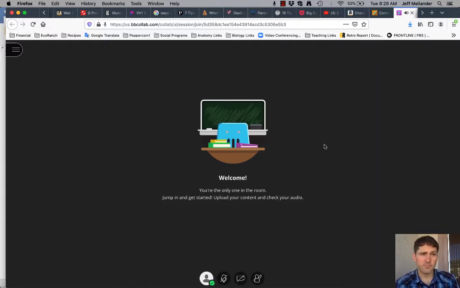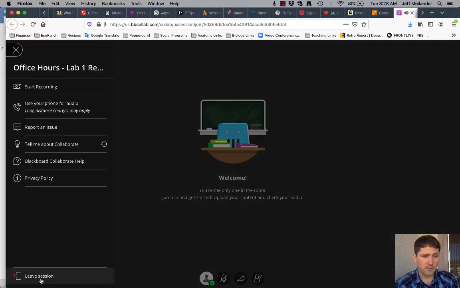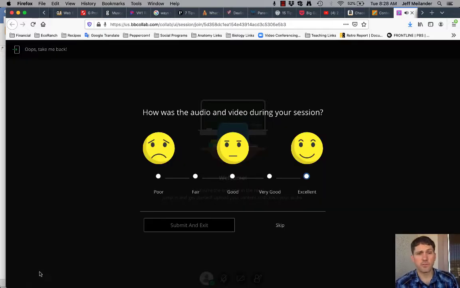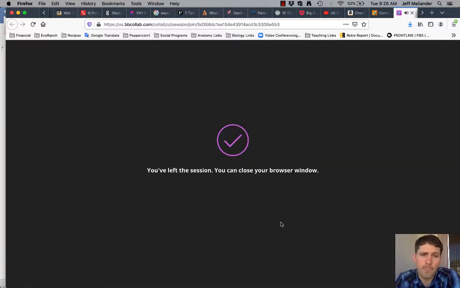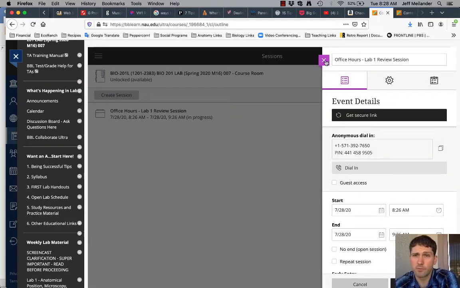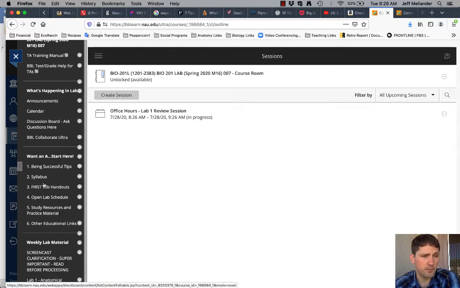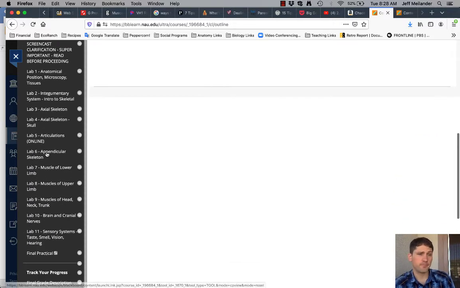So again, lots of bells and whistles that you can add in here, and it's here as a resource. It's a good resource for you if you wanted to use that. You're welcome to use Zoom. There's all kinds of other resources that you can utilize to help those students. So that's that for the what's happening in lab section.